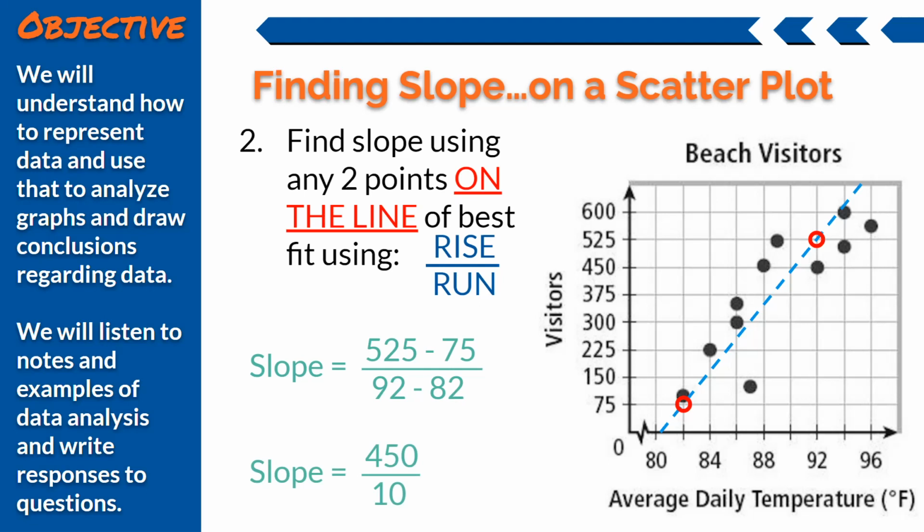Now I know some of you left your slope like this the other day because I saw some of your papers. But I don't want you to leave it as a fraction. You might be doing that in math, I don't know, but in here we want to go ahead and divide that, so we're not going to leave it as 450 over 10, we're going to write it as 45. And so the slope of that best fit line is 45 visitors per degree Fahrenheit. Any questions about that? This should be super easy review from math.